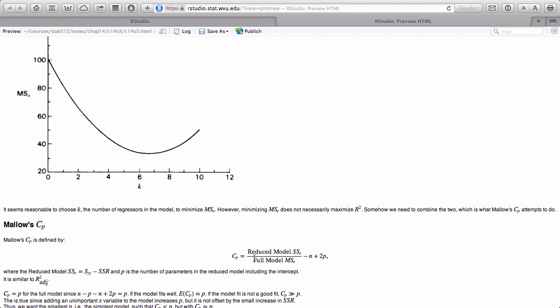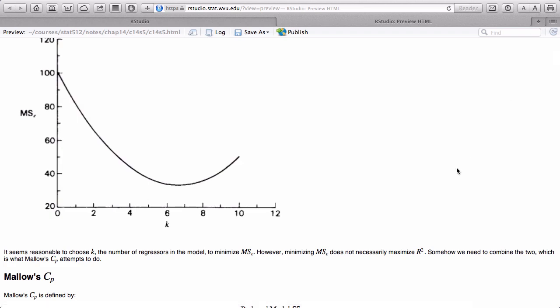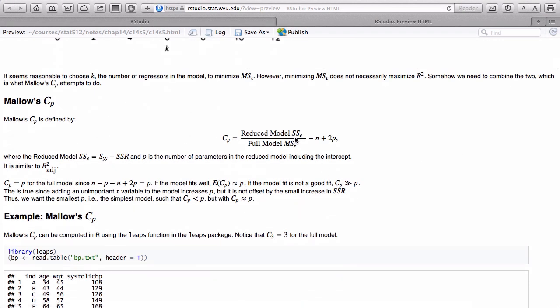And the Mallows Cp is defined as the reduced model sum of squares. Let me blow this up a little bit so you can see it. It's the reduced model sum of squares due to error, divided by the full model mean square due to error, which is what we computed above, minus n plus 2p. You can view the 2p as a penalty term. In other words, Cp will get bigger as p gets bigger. But on the other hand, the reduced model sum of squares will get smaller.